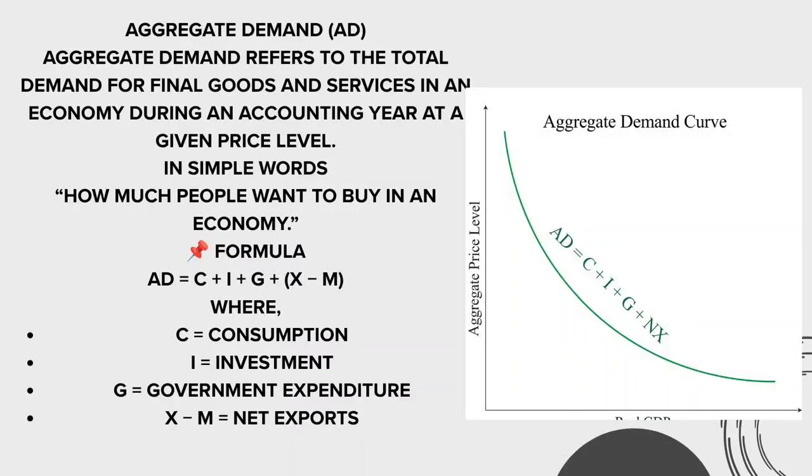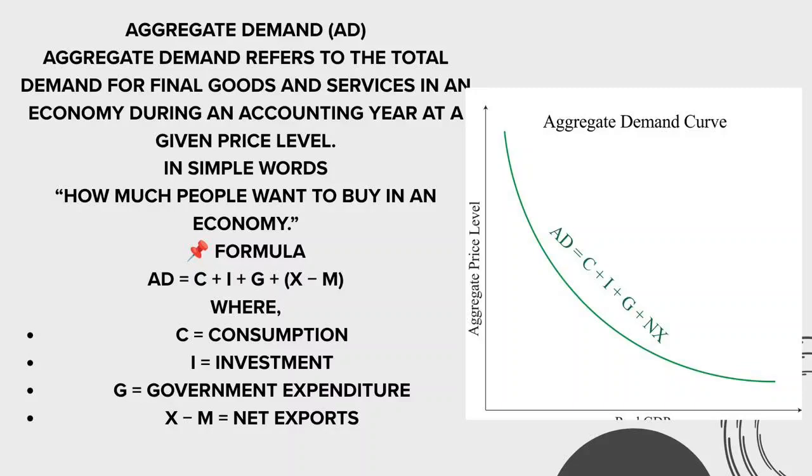Now let's understand the first and one of the most important concepts of this chapter, aggregate demand, commonly known as AD. Let's first understand the meaning of the word aggregate. So aggregate means total. Demand means the desire to buy goods and services. So aggregate demand simply means the total demand for final goods and services in an economy during one accounting year at a given price level. Notice two important words in the definition, final goods and accounting year. We include only final goods to avoid double counting, and we measure demand over a specific period, usually 1 year.